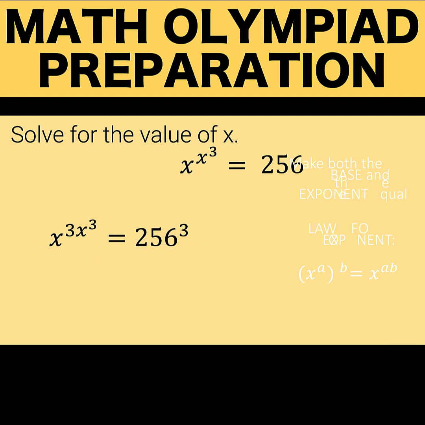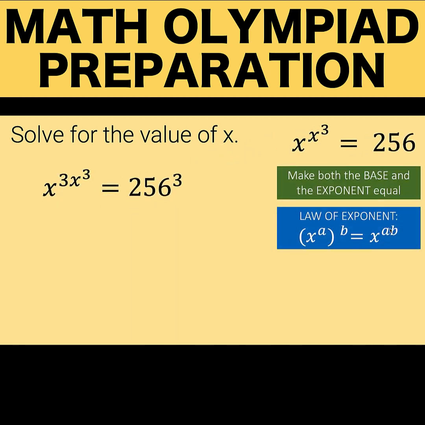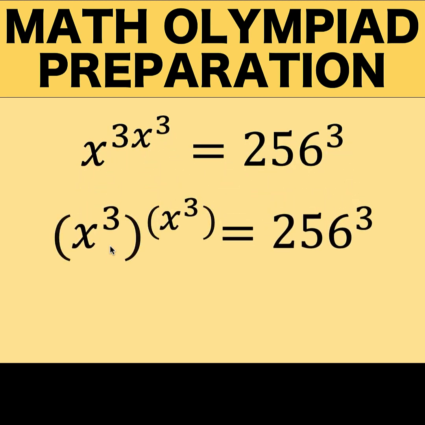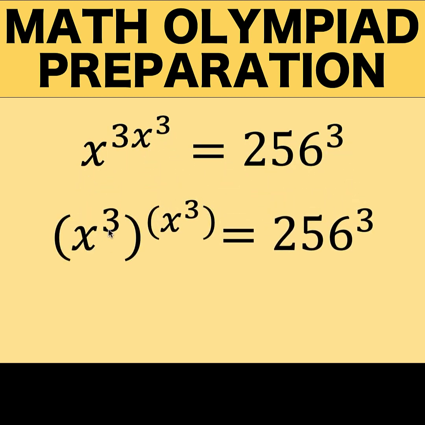Now, applying the converse of this law of exponent, if we have x raised to a times b, that is equal to the quantity x raised to a, all raised to b. So here, you can think of 3 as our exponent a, and you can think of x cubed as our b. And that can be written in the form, the quantity x raised to the third, all raised to b, and our b here is this x cubed. The right side is just copied.